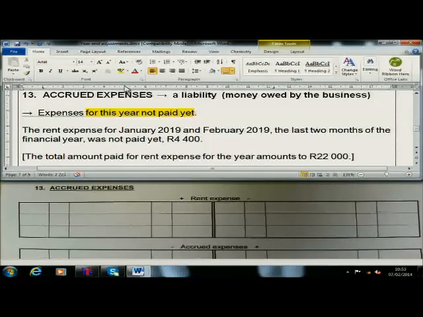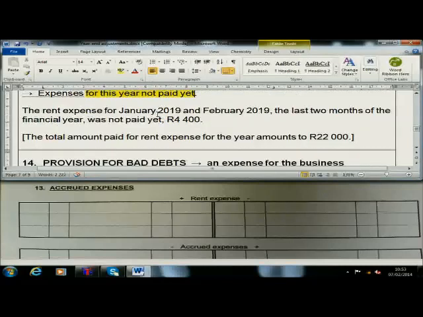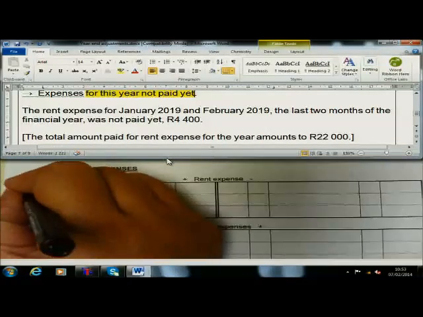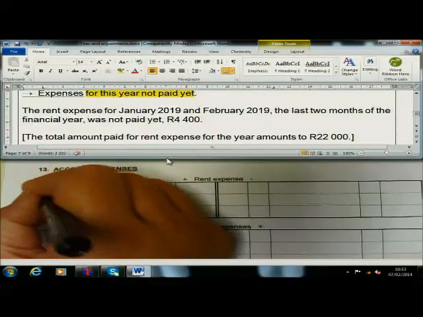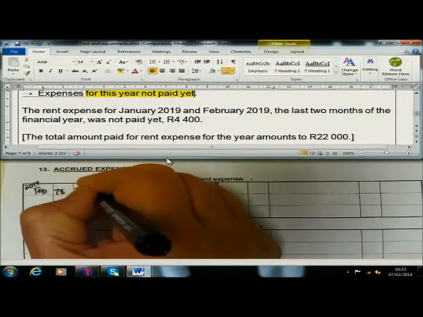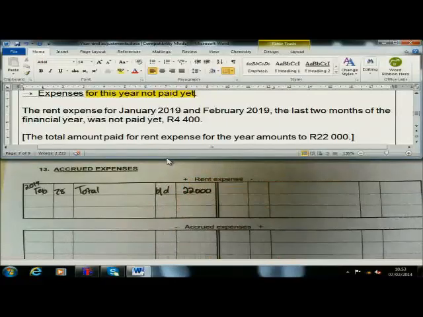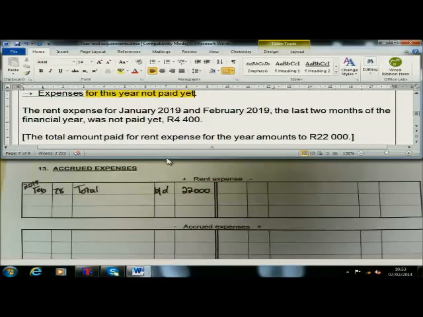The rent expense for January and February, the last 2 months of the financial year, was not paid yet, and that gives you 4,400 rand. The total rent expense amount added up to 22,000 rand, and that we are going to put on the debit side there. 2019, February 28, total there, brought down 22,000 rand. They gave us the amount of 4,400, but what if they didn't give it to us?